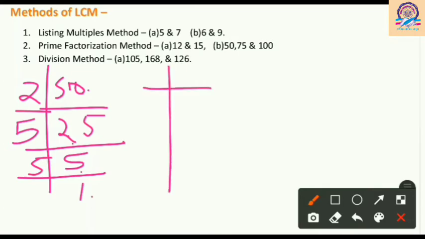Now come to the next number, that is 75. 75 is not divisible by 2. So go to the next prime number, that is 3. And 3 can divide 75. How can I say? Because the sum of these digits, 7 and 5, is 12, and 12 is a multiple of 3. In this way I can say that 3 can divide 75.